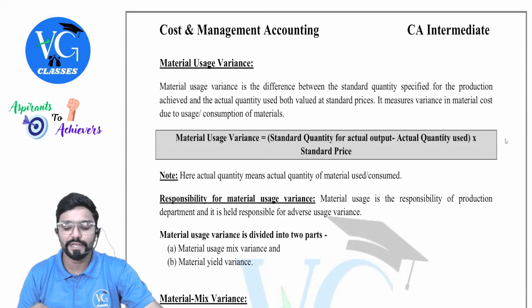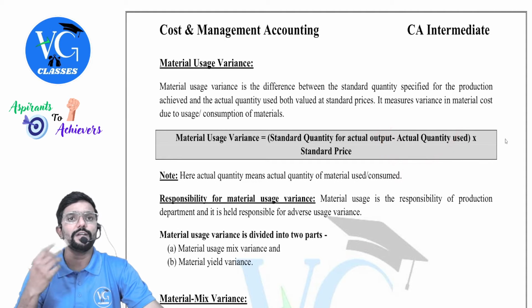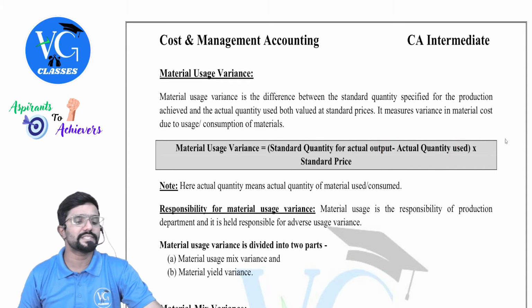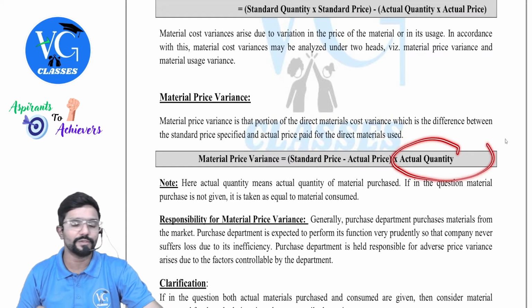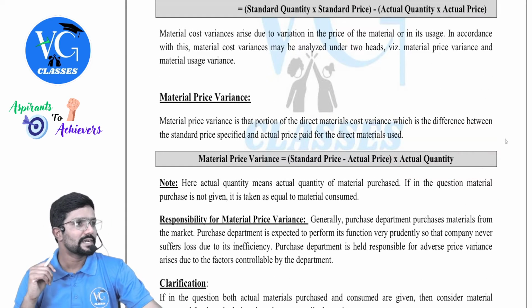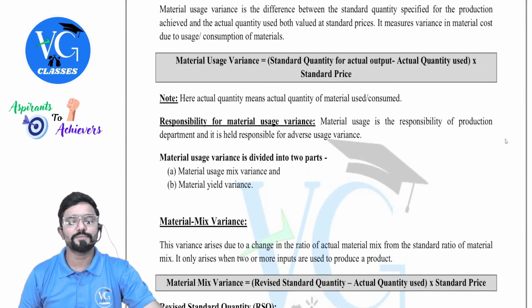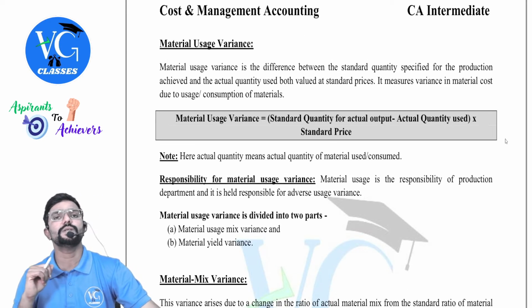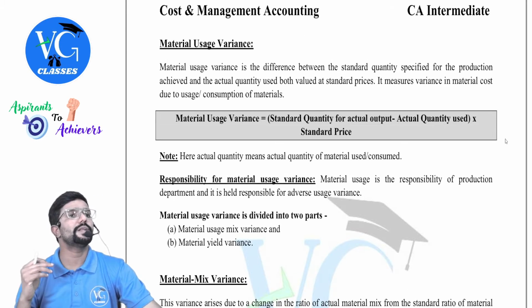Sorry, as we are using consumed here, if I want to tally or reconcile the variances, then even in this formula, what should I use? Consumed. Clear? Now, who is held responsible, guys? Who will use the raw material?